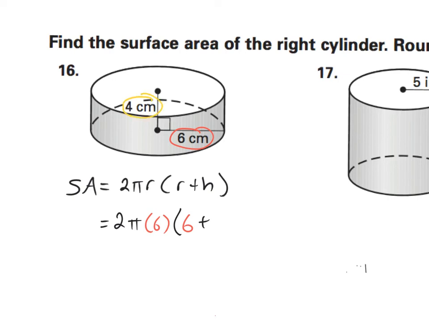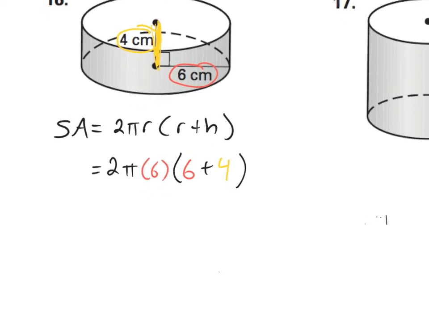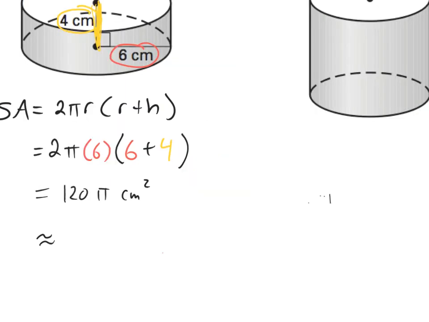And the height does not mean top to bottom. Height means the distance between the bases. In this case, 4, because it's at top to bottom. But in this case, it's between the bases. So we say, that's my height. I'll simplify a little bit and then plug it into my calculator. 120 pi centimeters squared. 376.99, but I used pi as the pi button on my calculator.